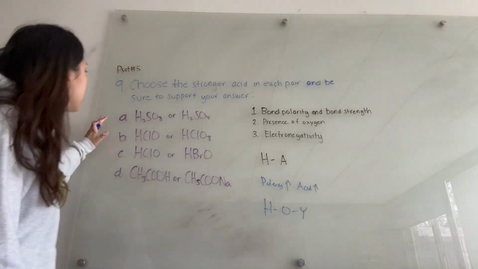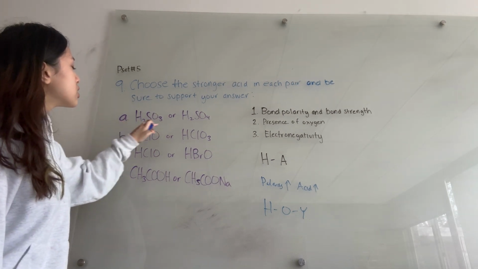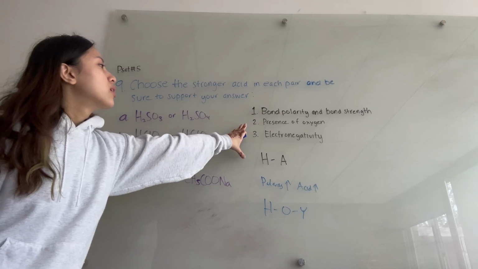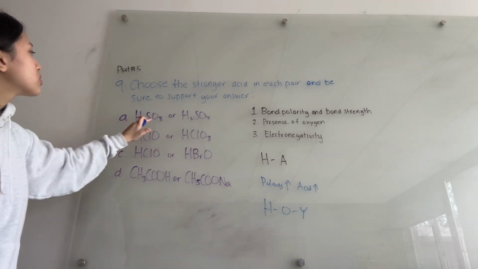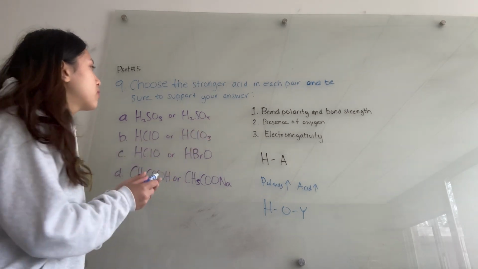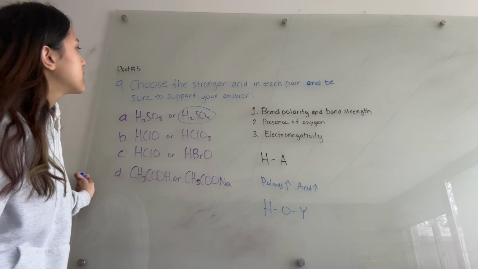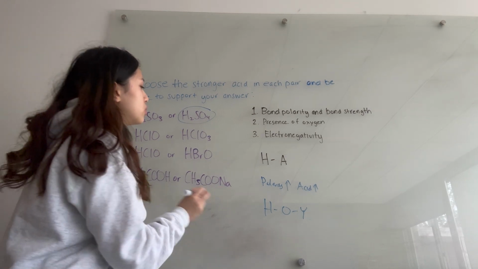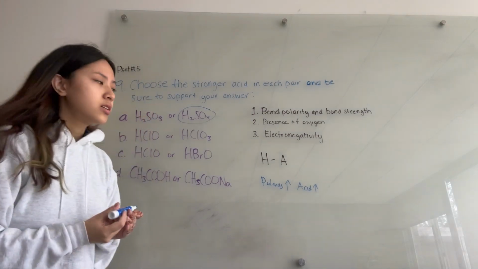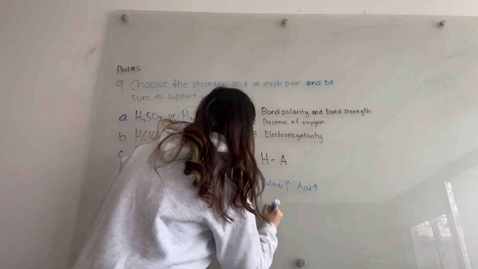So for A in this problem, we have sulfurous acid and sulfuric acid, and we can apply the second factor to this. So we can see that sulfurous acid has less oxygen than sulfuric acid, so therefore we can conclude that sulfuric acid is the stronger acid in this pair. But we can also look at the oxidation state of these acids to see which is stronger.